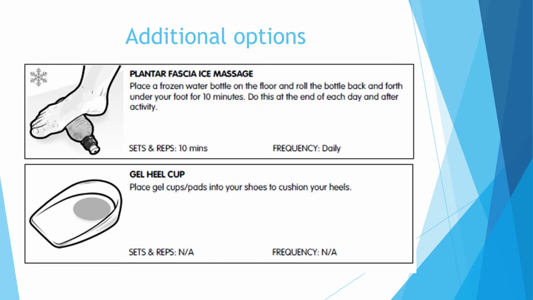Gel heel cups, they're another option. Some people find these more helpful than others. They can be bought quite cheaply and easily from Amazon or Boots or places like that. They usually come in a pack of 2. One goes in each shoe, don't double them up. And essentially they just add a bit more shock absorber to your shoes, so it just takes a little bit of the pressure off the plantar fascia.